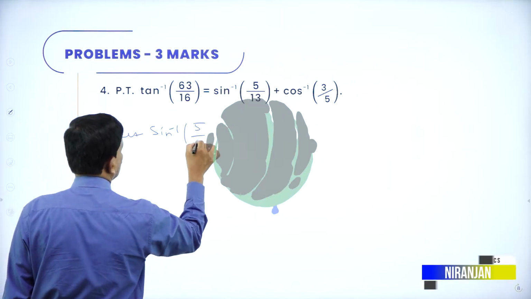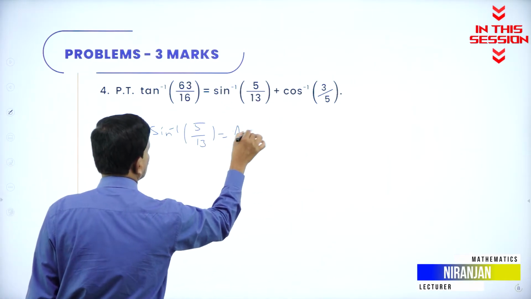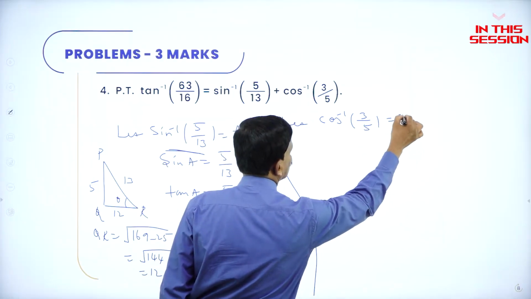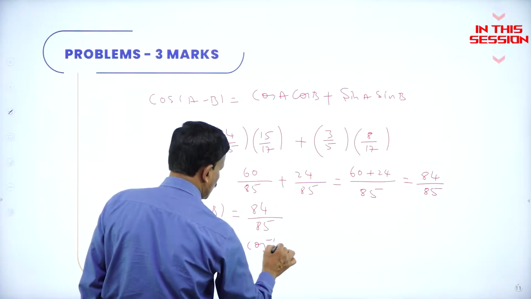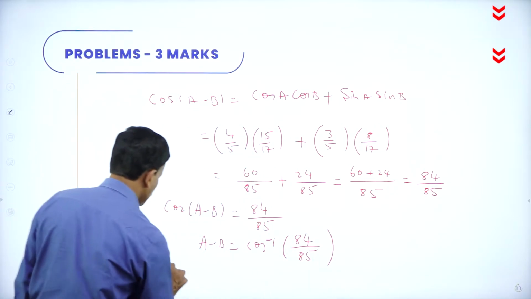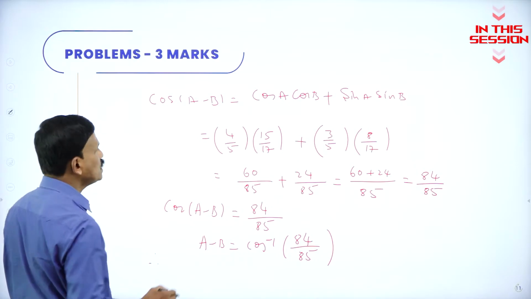Sin inverse of 5 by 13 is equal to A. Then what will you get? Cos inverse 3 by 5 is equal to, consider it as B. Cos inverse of 84 by 85. Therefore, substitute the value of A. What is A?